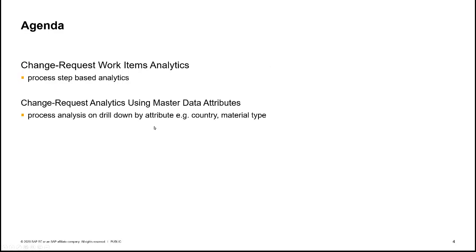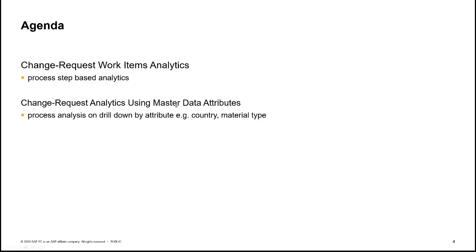I have divided this topic into two topics. First one, the change request work items analytics, which gives you out-of-the-box applications that allow you to analyze the process on step level information. And the second, we have enabled a framework to support you to analyze the change request process by using master data attributes. For example, country or address information for business partner, material type, material group in the product area. Of course, it's also valid for the other domains.